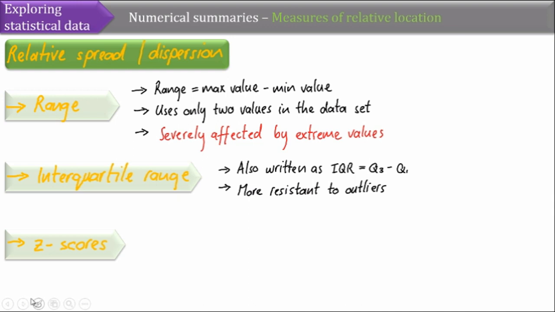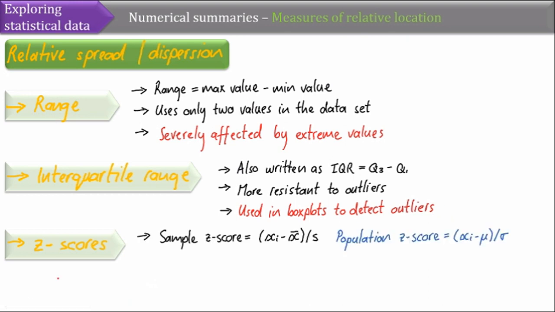The advantage of this is that it is more resistant to outliers. So in other words, where the range is not robust, the interquartile range is robust. Because remember, extreme values or outliers are at the ends of a data set. The third quartile and the first quartile are not at the ends. And we also use this in box plots to detect outliers. Now finally, z-scores.